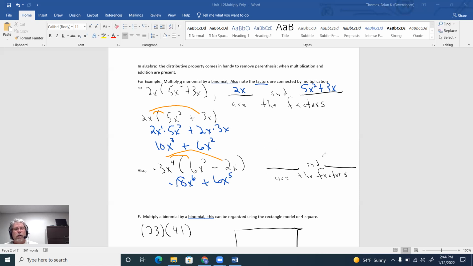And oh, by the way, the monomial and the binomial, those are our factors. So let's make note of that as well, that negative 3x to the fourth, that's my monomial, and that 6x squared minus this 2x, those are my two factors that are being put together. And again, we're allowed to use the distributive property to remove those parentheses. So I'm going to pause again.